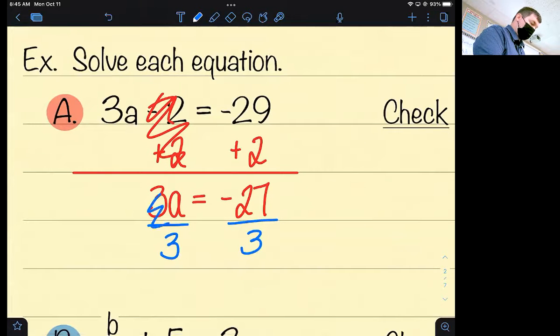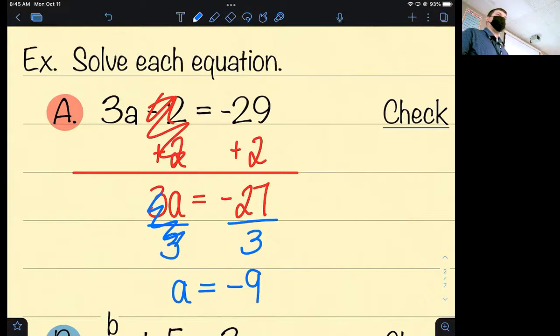The 3's will cancel out. You're left with a equals, and then Branson, what's negative 27 divided by positive 3? Negative 9. Those are our 2 steps. I color coded them for you. The first step we added 2. The second step we divided by 3.